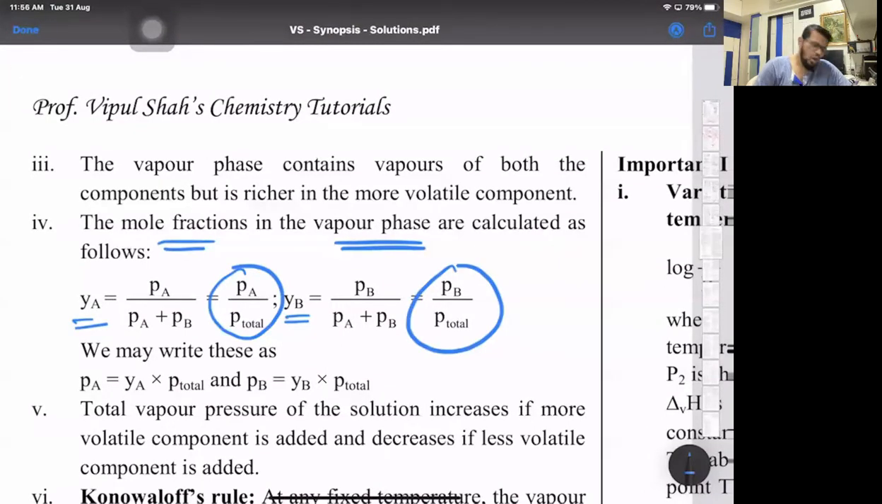Total vapor pressure increases if a more volatile component is added and decreases if a less volatile component is added. Very simple: volatile means the one which boils below 100 degrees centigrade. So as temperature increases, vapors will come off both solute as well as solvent, if it is a volatile solute dissolved in a volatile solvent.